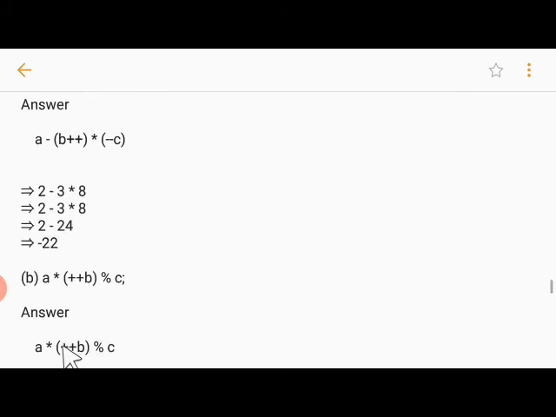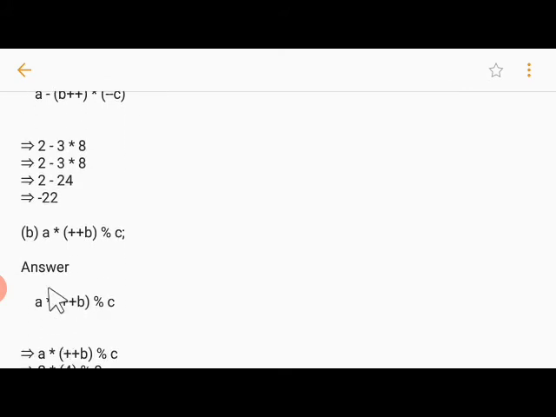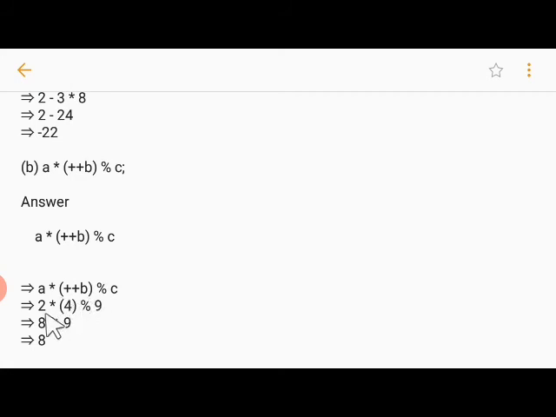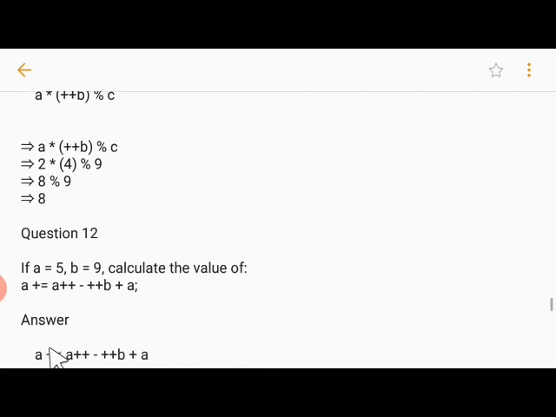Alright. Now we'll go for the second one. This is b(1): a * ++b % c. So here, students, we place the values. a is 2. ++b means b will be increased by 1, so it will be 4. Then mod c, c is 9. So what do we get here? 4 into 2, 8. 8 mod 9. Whenever you notice this, please, students, in 8 mod 9 the numerator is lesser than the denominator, so we get the value of the numerator here, 8. Alright. Now, students, question number 12.